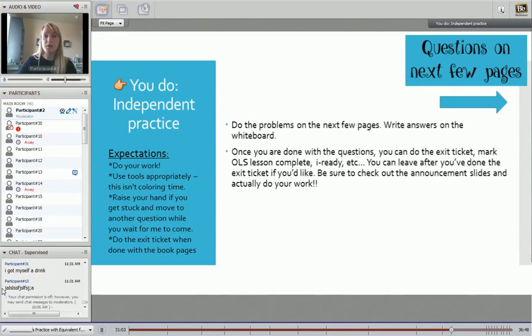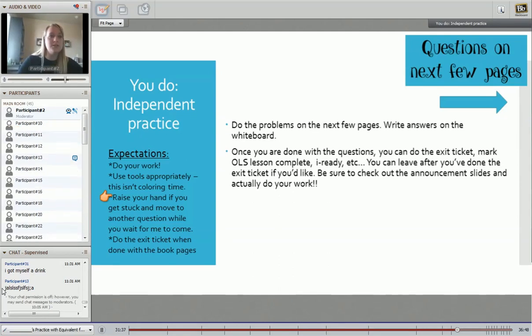So for independent practice today, these are our expectations. First and most important, do the work. This time you will be in a breakout room by yourself, and you will have tools. So use the tools appropriately. This isn't coloring time. Raise your hand if you get stuck on a question, or maybe you're just confused and need some more help. Please raise your hand, but be patient while I jump around and help people answer the questions, okay? So Boston and Lana, I'll answer your questions in just a minute.